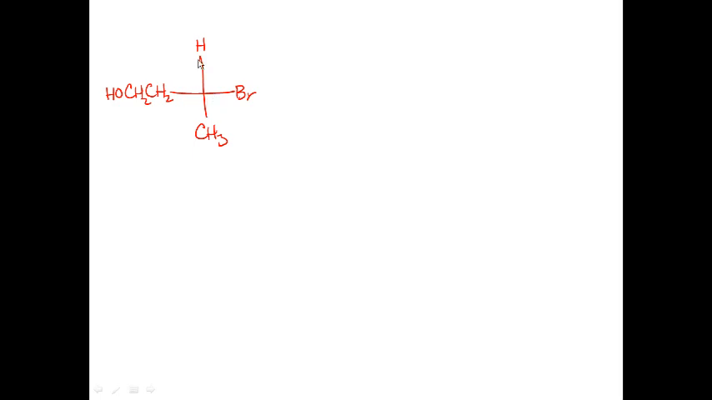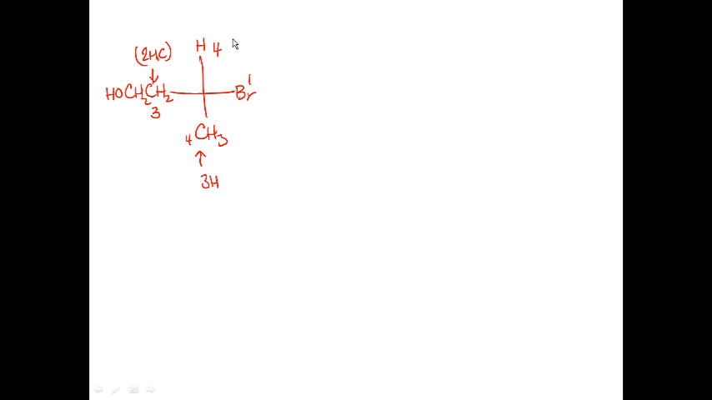So first thing is you got to assign priorities on these groups. So it's bromine versus carbon versus carbon versus hydrogen. Hydrogen clearly number 4, bromine clearly number 1. Looking at these two carbons, what's attached to this carbon? 3 hydrogens. What's attached to this carbon? 2 H's and a C. Okay, which one wins? The two H's and a C, so that becomes group 3.